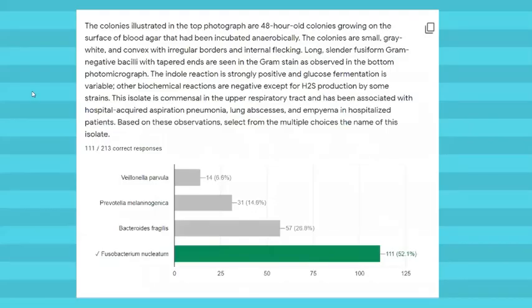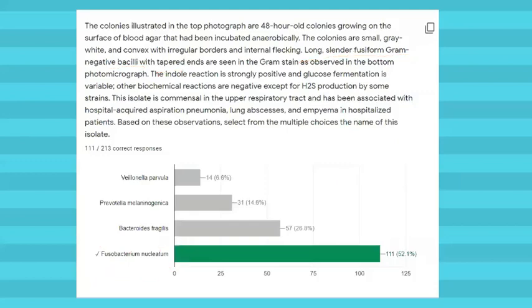Okay, next question. We have here quite a long question, but the clue would be this one: long, slender, fusiform, gram-negative bacilli with tapered ends. There's only one organism consistently described as having this characteristic, and that's Fusobacterium nucleatum. Fusobacterium nucleatum is a bacillus with tapered ends.